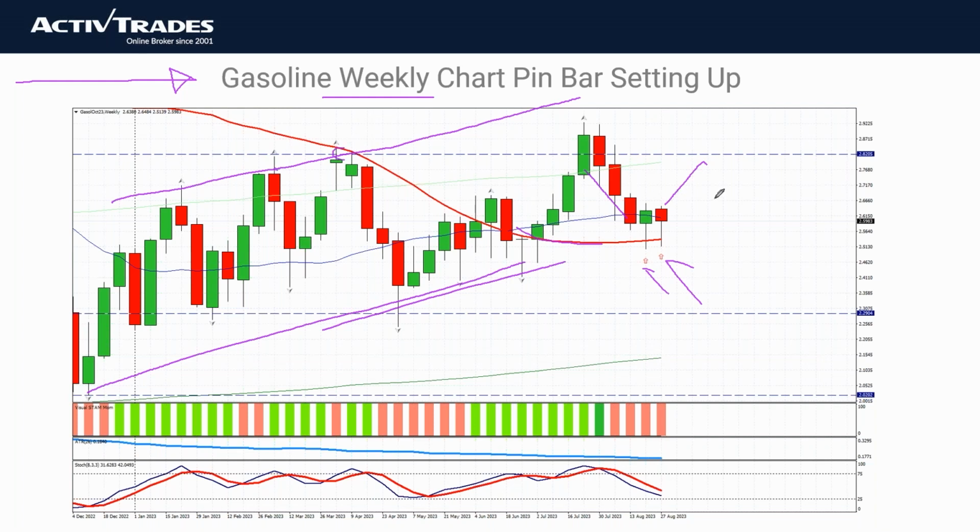And that is a trading opportunity. So that might be one to watch, to add to your watch list, and keep an eye on as we see how that plays out over the next few weeks.